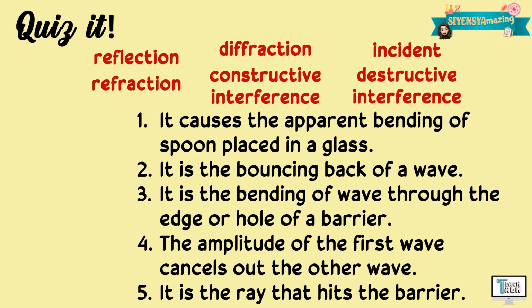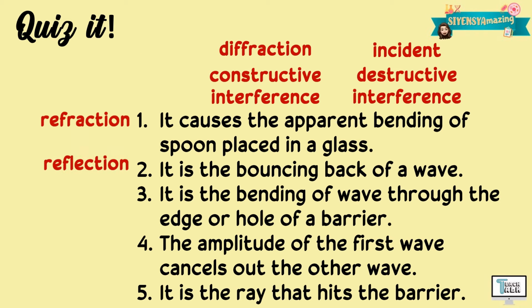Number 1, it causes the apparent bending of the spoon placed in a glass. Apparent bending because the wave traveled from one medium to another. This is refraction. Number 2, it is the bouncing back of a wave. This is reflection. Number 3, it is the bending of wave through the edge or hole of a barrier. Merong barrier which causes diffracted waves.